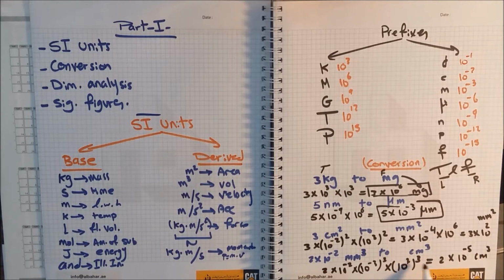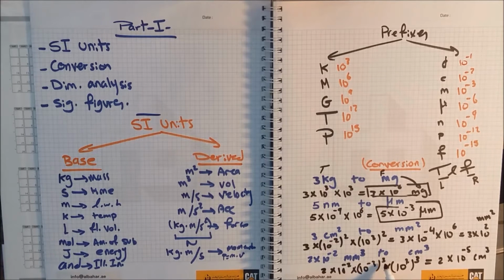Let's check the calculations one more time. 2 times 10 to the power of negative 3 times 3 is negative 9, 3 times 2 is 6, so negative 3 and negative 2, yeah, negative 5 cubic centimeter. So this is the way of solving the prefixes.